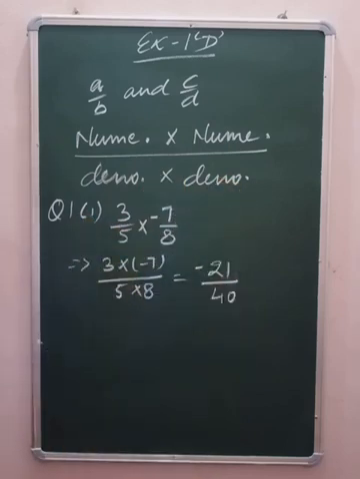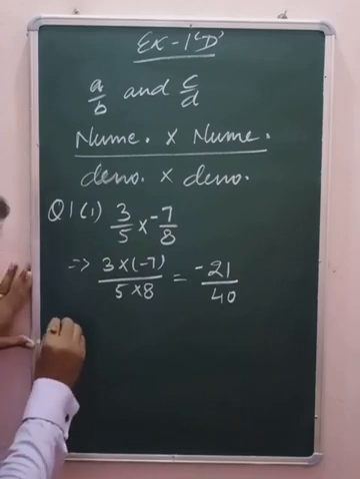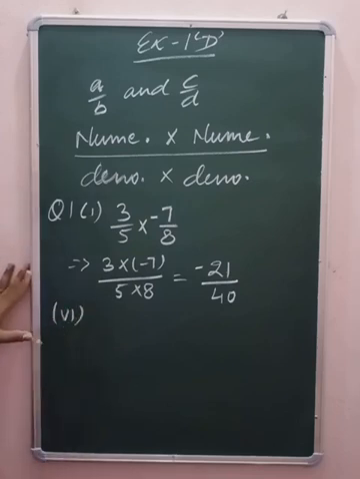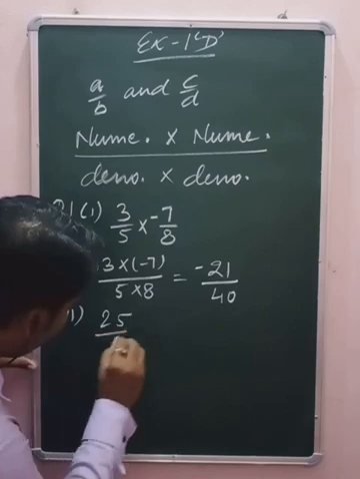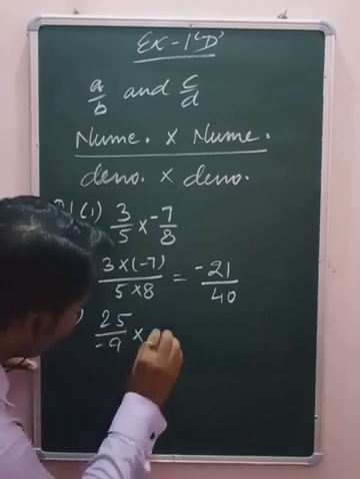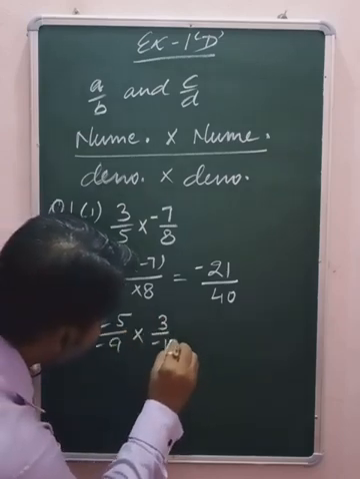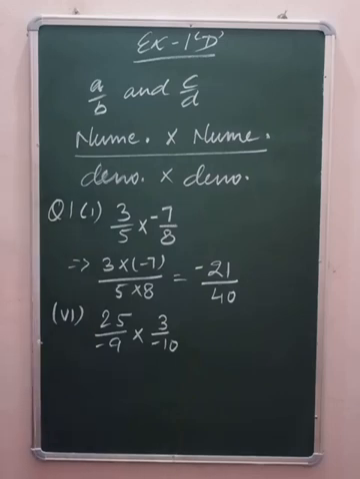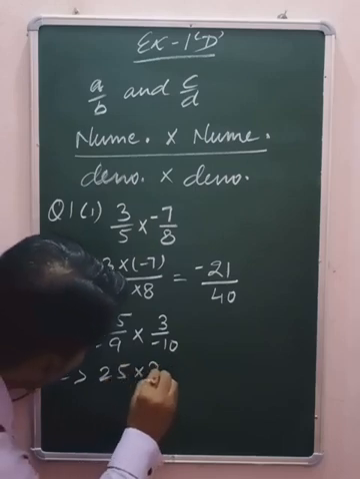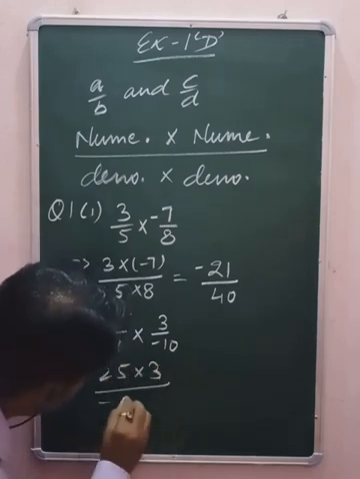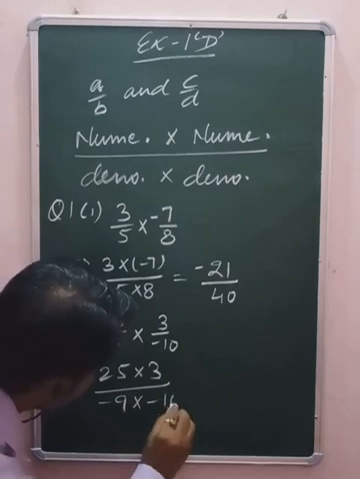Now we can solve one more question; we can take an example of the 6th part. Here in the 6th part, you have been given 25 by minus 9 multiplied by 3 by minus 10. Here again we will follow the same process. 25 into 3 by minus 9 into minus 10.